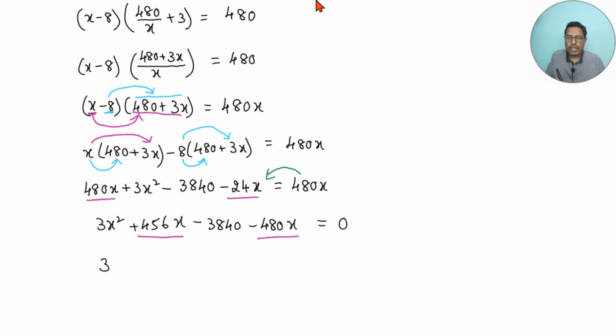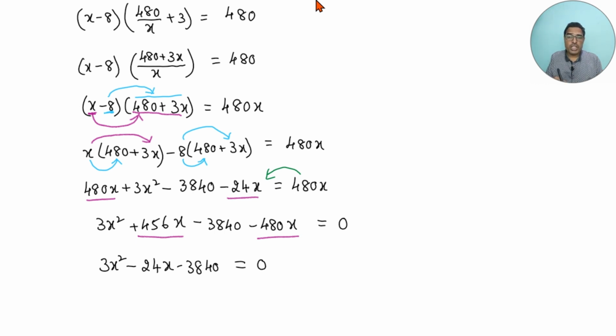So I'll write down 3x square as it is. Now if you observe over here, plus 456 and minus 480, the greater number 480 has the negative sign, therefore I'll be writing minus. Now have we subtracted 480 minus 456? How much have you got? Have you got 24? If so, then it is right. Minus 24x we have, and this minus 3840 as it is equals 0.